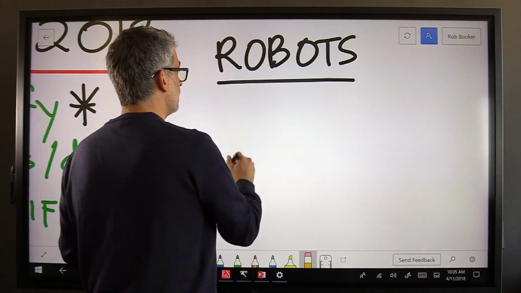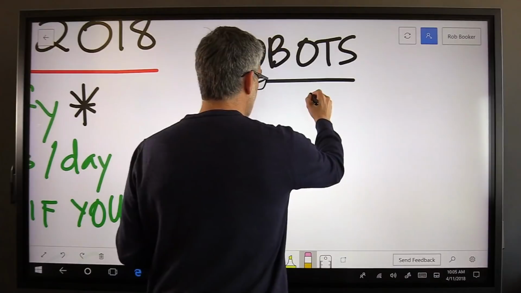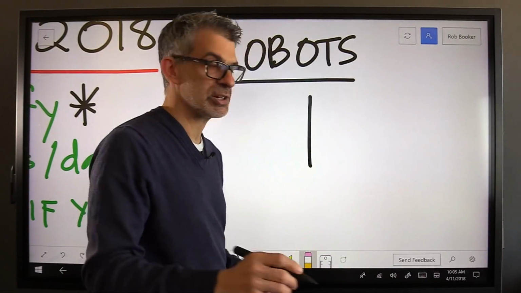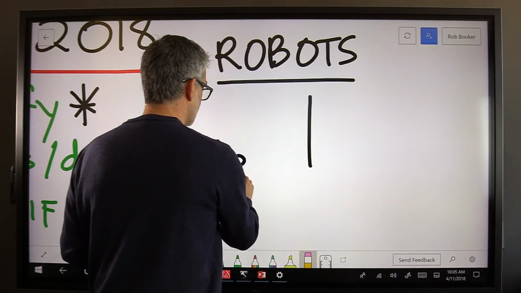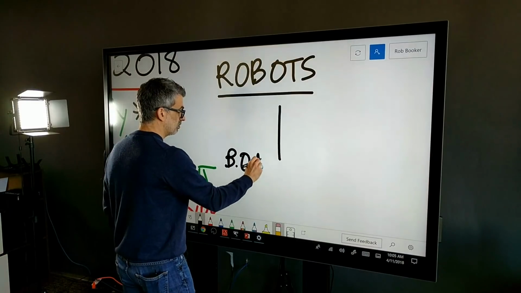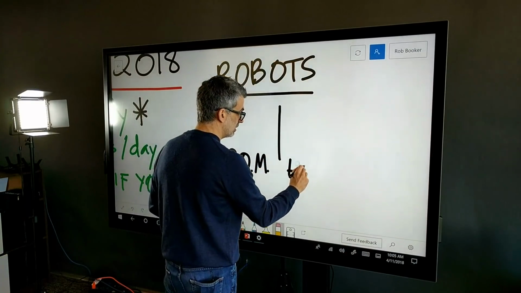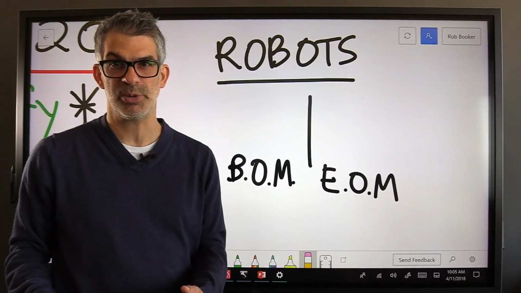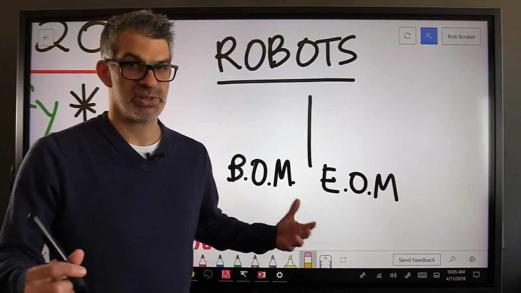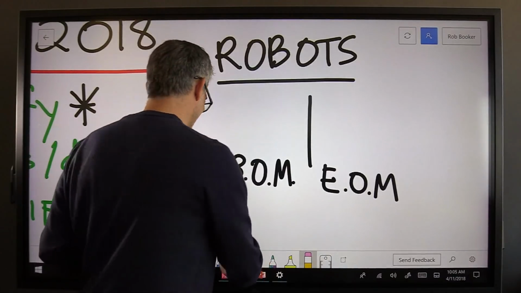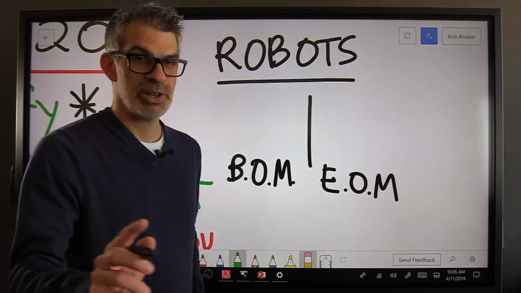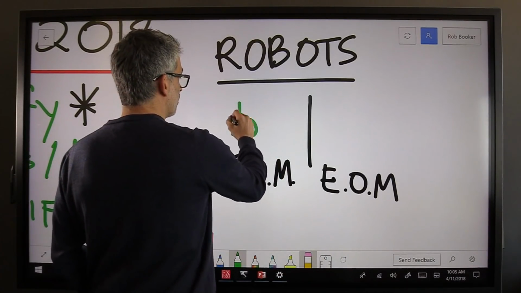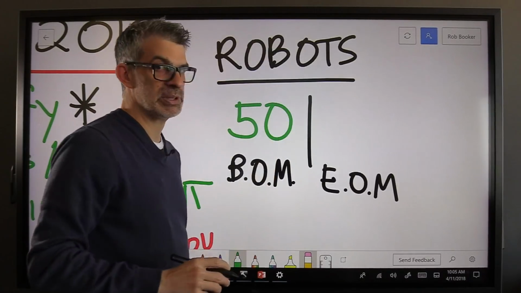Number two, here's what we're going to do. Imagine the month divided up into two sections. And I'm going to call this beginning of month, and I'm going to call this end of month. Now remember, all of this is designed to help you make money because it's designed to help me make money, which is important.